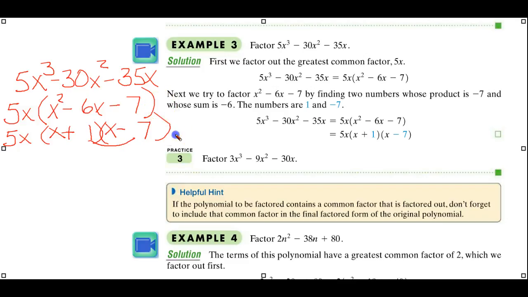So this is the factorization, and in your work, as you write these out, we should see that you've factored out this. It's almost impossible to go from this step to this step. You have to factor that common factor out first.